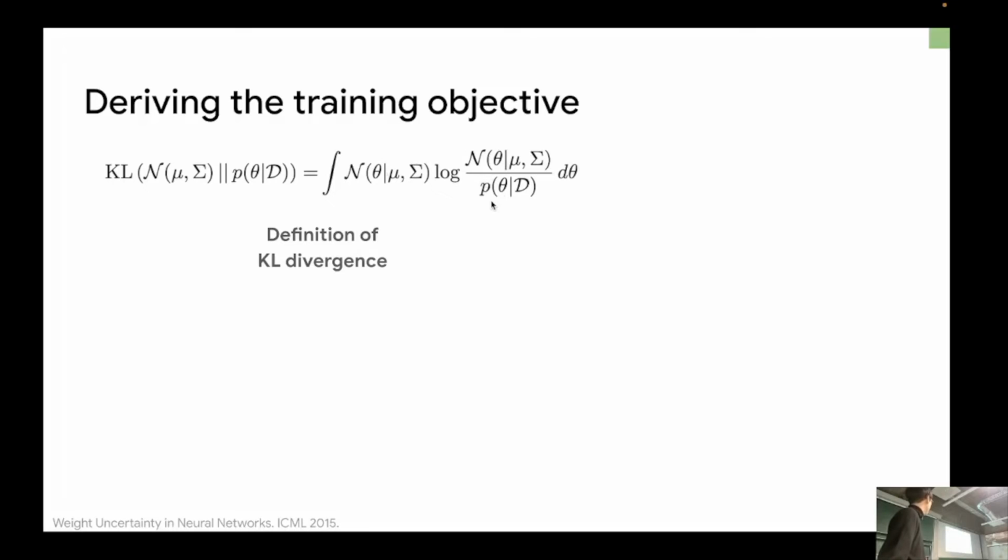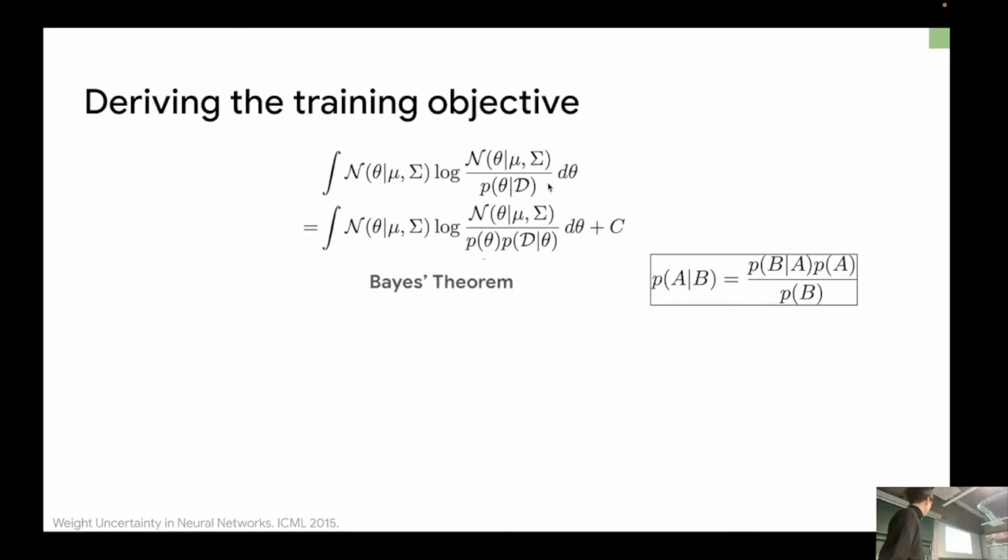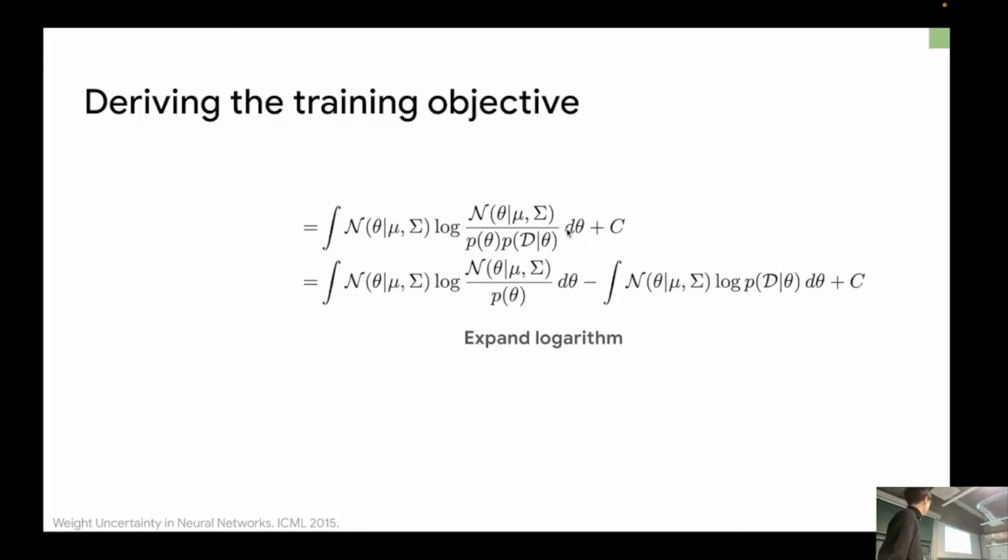And you probably remember that KL of P and Q is the integral of P log P over Q. And now you can apply Bayes theorem to express the posterior in terms of something that you can handle better, which are basically the likelihood and the prior. Okay, so posterior is proportional to likelihood times prior, right? And there's a C, which is the factor that dictates how proportional the linear relationship is between the two. So far so good. No exotic ingredients.